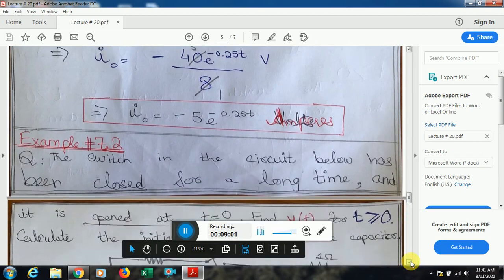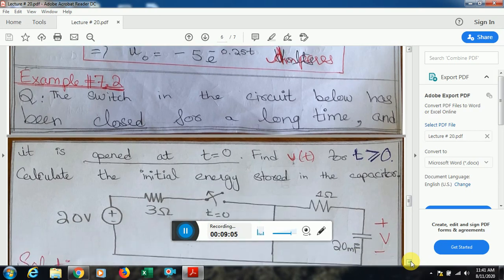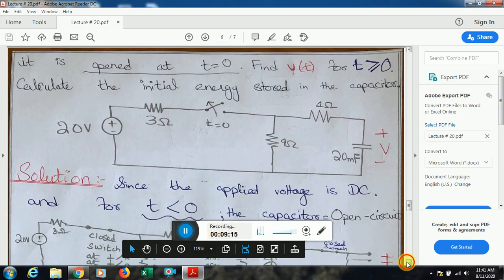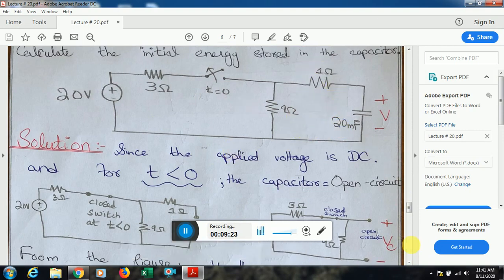Lastly, we'll perform another example in which we are given a circuit which has a switch at time t equal to 0. The switch is open. This means the capacitor is initially charged to some value, and when the switch opens, this part of the circuit is disconnected from the network, and we are just left with this 9 ohm, 1 ohm and 20 millifarad in the circuit.